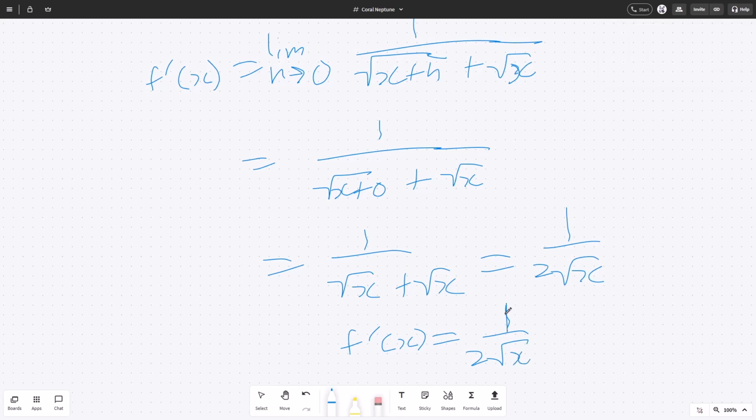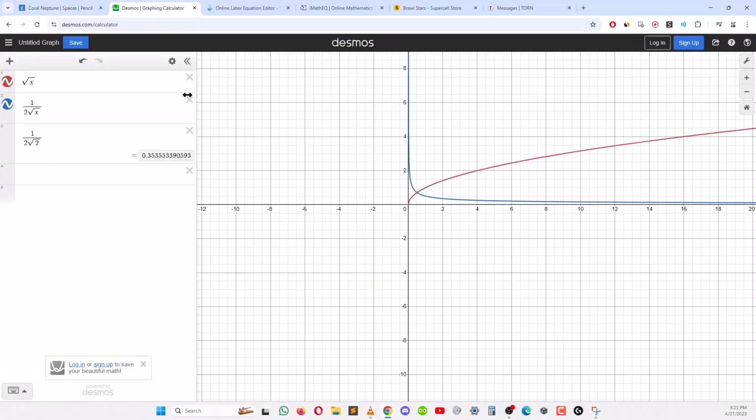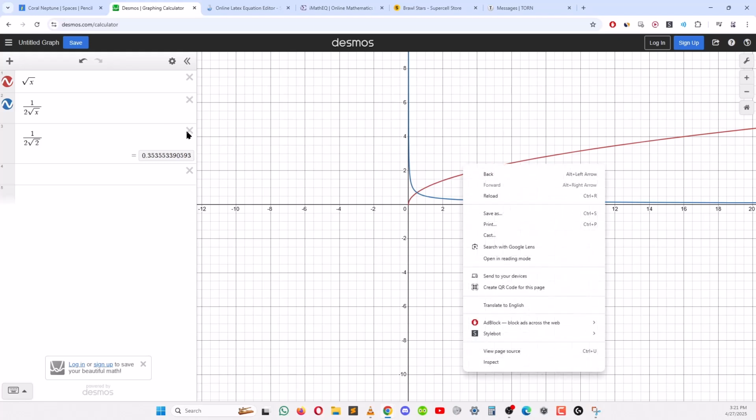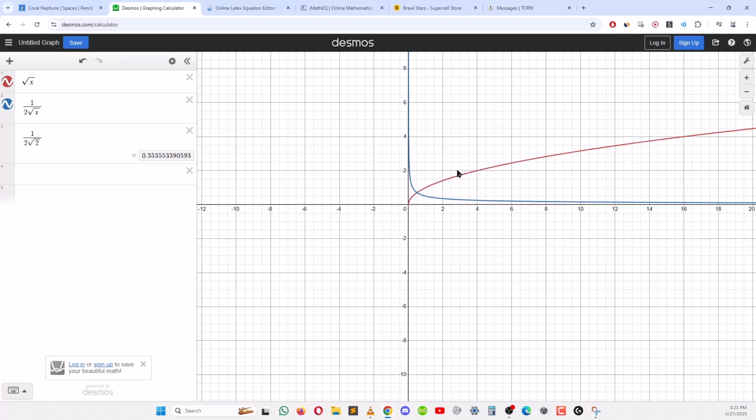Now, we can go check our answer. I went ahead and graphed our function. The green one, I believe, is root x. This is the function. It's on the positive side because there's no negative in the Cartesian graph scale, so it's just on the right hand side of the coordinates. Then we have the derivative function, which is 1 over 2 root x.